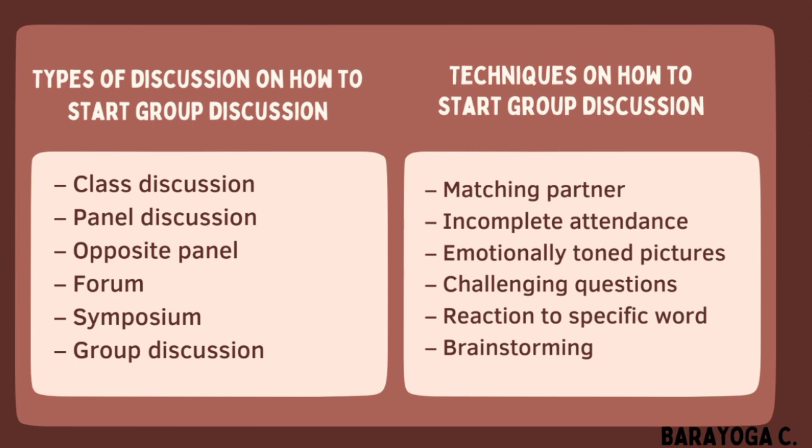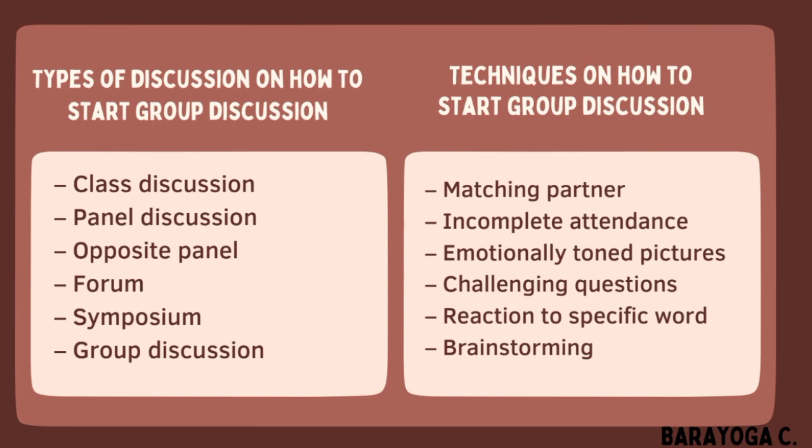Symposium. A symposium is a formal meeting or conference where experts or individuals with knowledge in a specific field gather to discuss and present information on a particular topic. And the last one is group discussion. A group discussion is a communication activity where a small group of individuals, often ranging from 5 to 10 people, come together to discuss a specific topic.